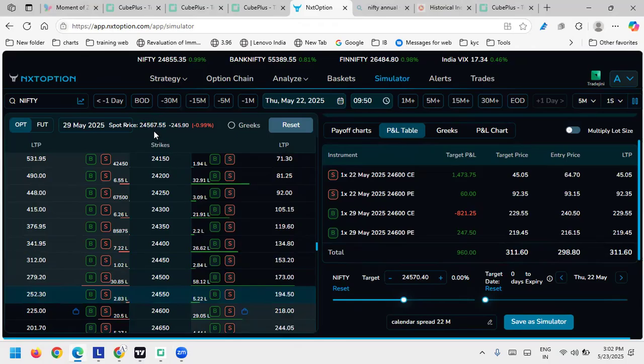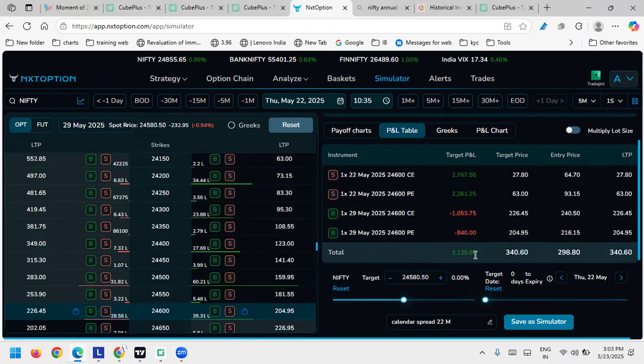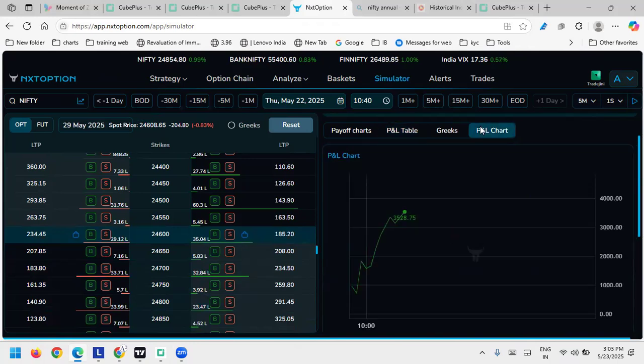So you can see here the spot price went to 24,567, then 584. The premiums are changing. We are taking the historical data, as on 22nd May, around 10:15, whatever the premium was, we fetch it and update it. So I would have been in a profit of 3,348. Now I can pause this, go back to the P&L chart and see how the profit had gone. When I deployed it, the profit was around 708. Then my profit started to increase due to the theta decay.